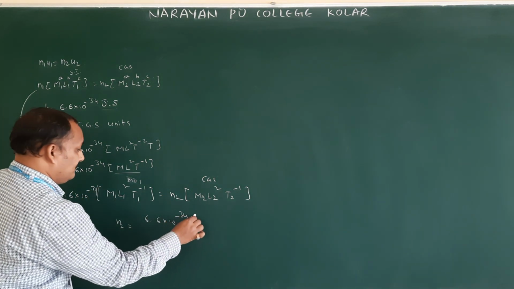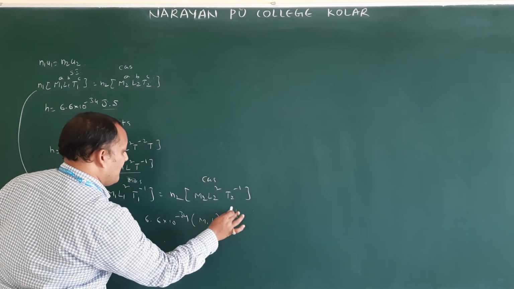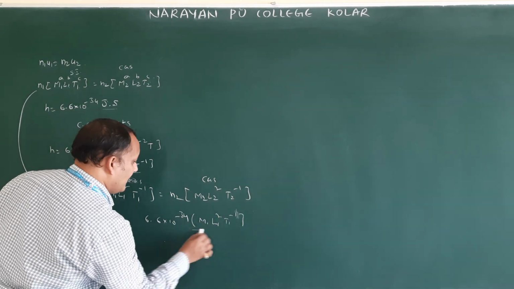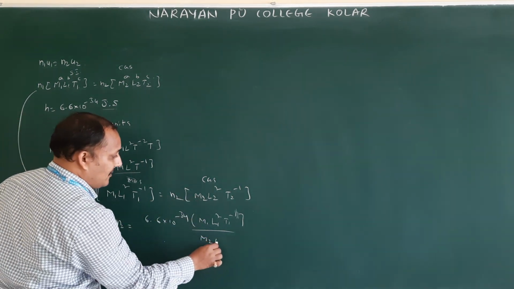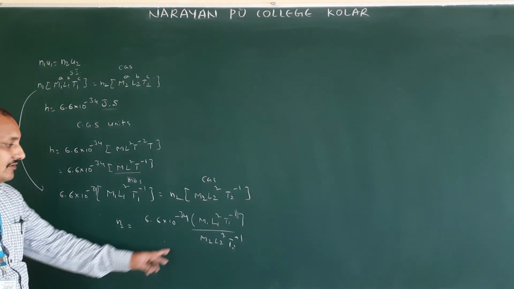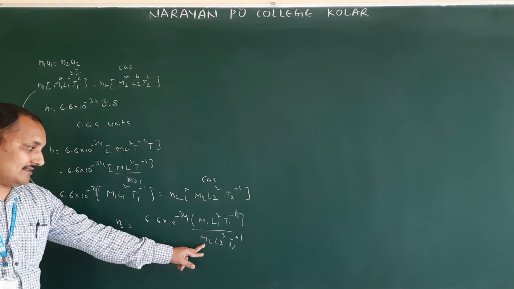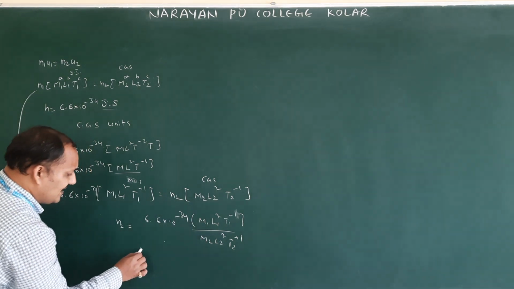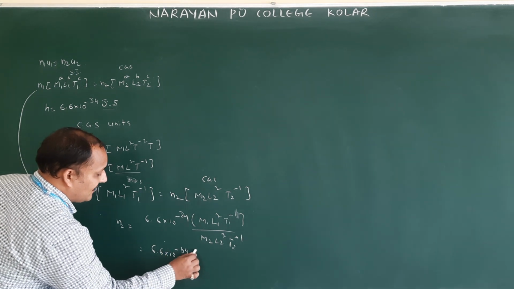So M1 L1 square T1 power minus 1 is divided by this M2, this value is coming here. M2 L2 square T2 power minus 1. So this is in which system? MKS system. This is in CGS system. Okay. Change this. 6.6 into 10 power minus 34.